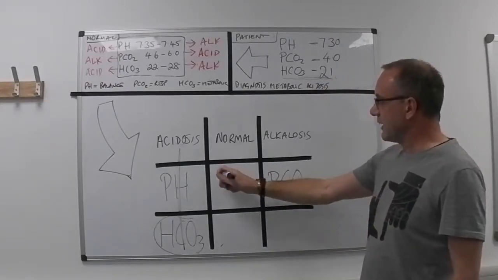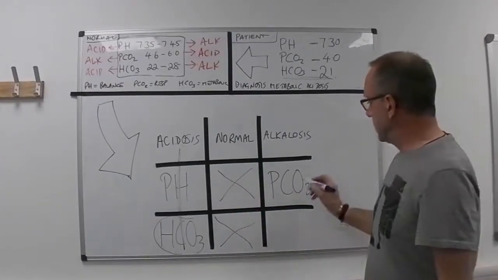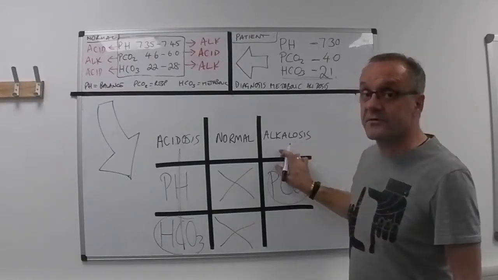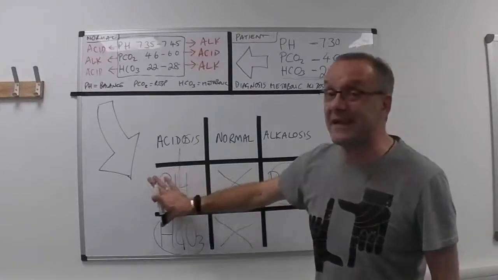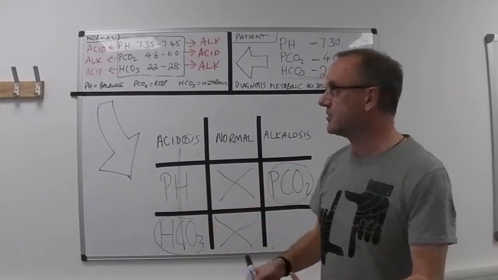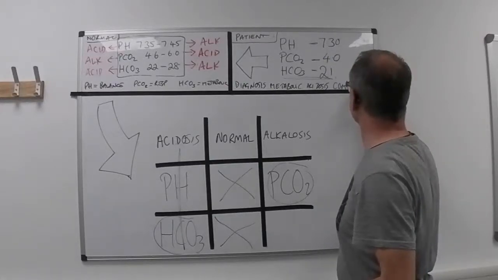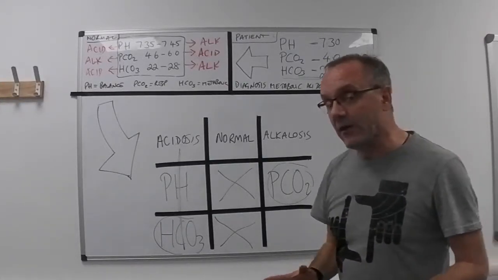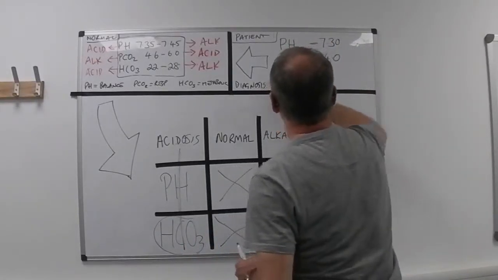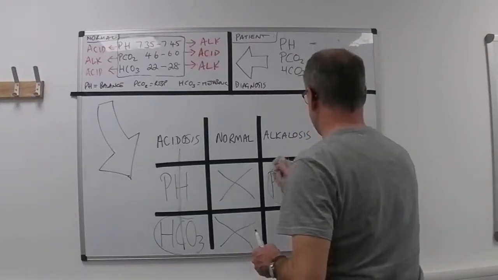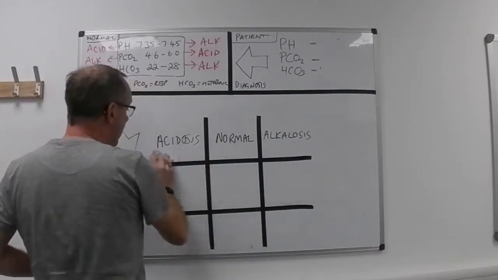And again, we have nothing in the normal columns. None of the parameters are normal. But the PCO2 is in the alkalosis column, the opposite to the acidosis column. So the PCO2 is trying to fix this, or trying to rectify it, trying to compensate. So it is a metabolic acidosis compensated. I hope now that you're starting to get the hang of this and see that on a simplistic level, it's relatively easy to understand. So I've got a few more.